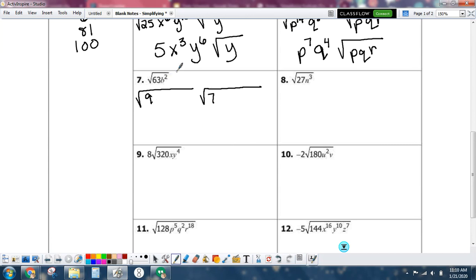And then I have b squared. And 2 is divisible by 2. So I'm going to go ahead and put that on the left. So now I'm done. I can go ahead and simplify. The square root of 9 is 3. The 2 divided by 2 is 1. And then the square root of 7.